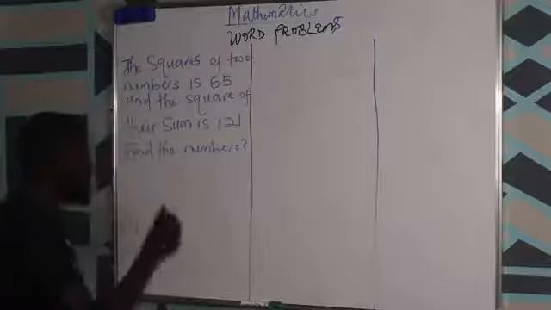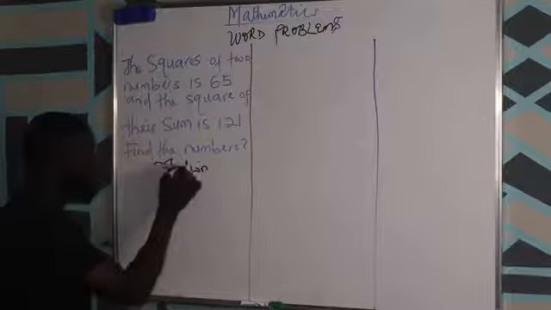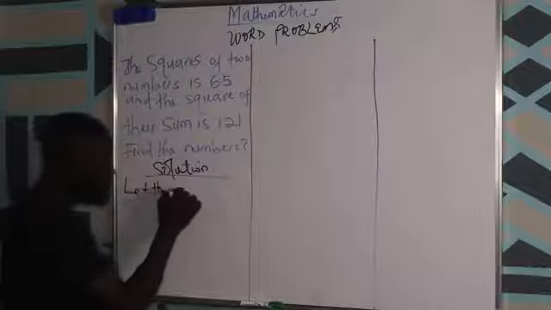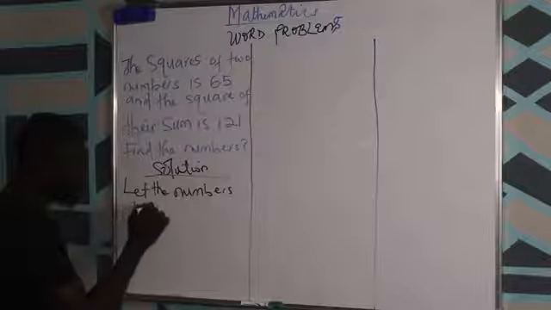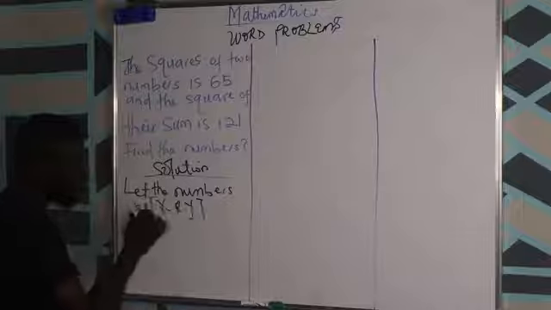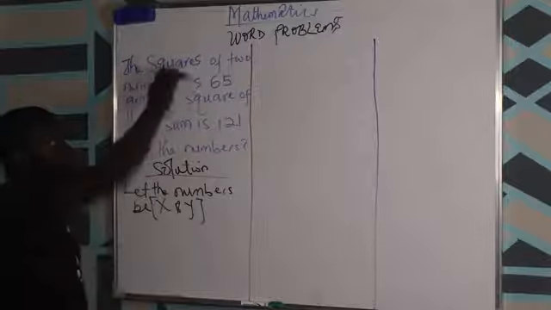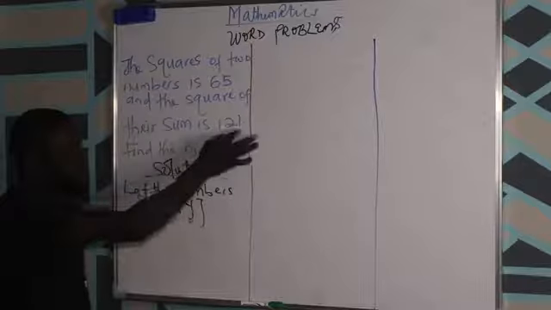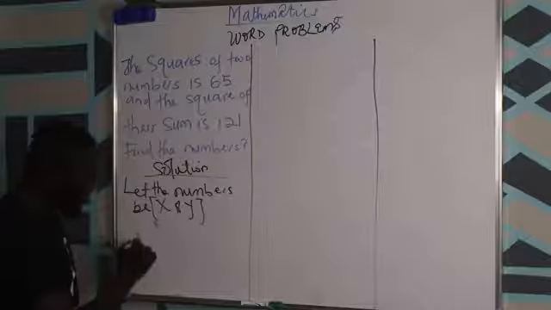Okay, so solution. Let the numbers be x and y. So let these two numbers, that the squares of them is equal to 65 and the square of their sum is 121, be x and y. So this is what we have here.